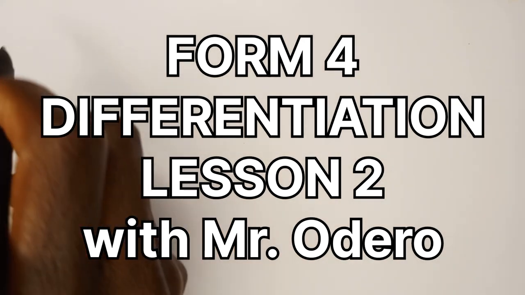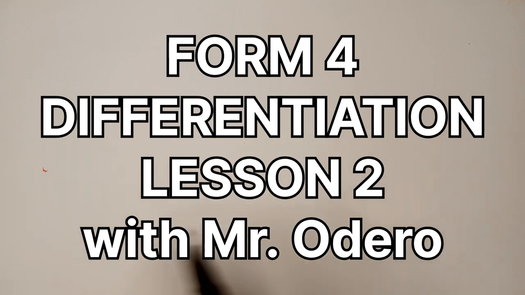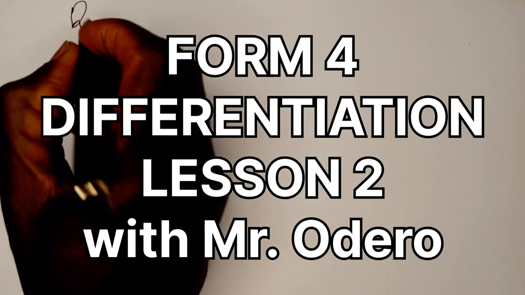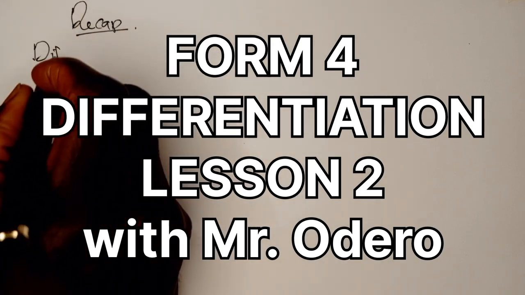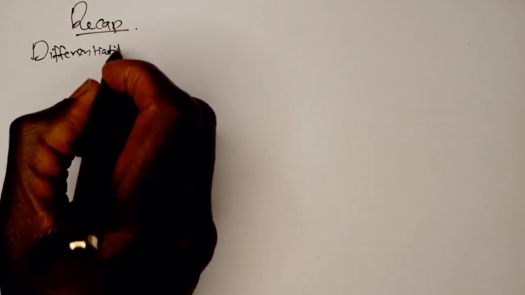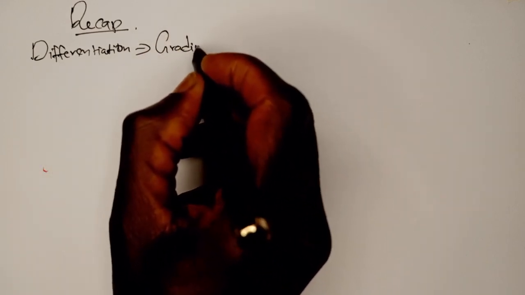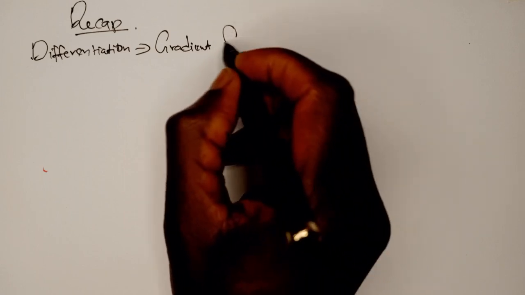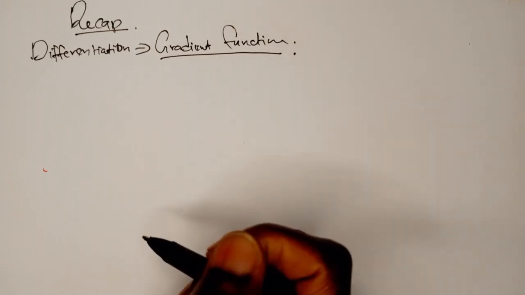Now we start differentiation. We said differentiation is simply getting the gradient function of a curve. So we do a recap: differentiation is getting the gradient function of a curve from our previous lesson. When you get the gradient function, then you have differentiated.